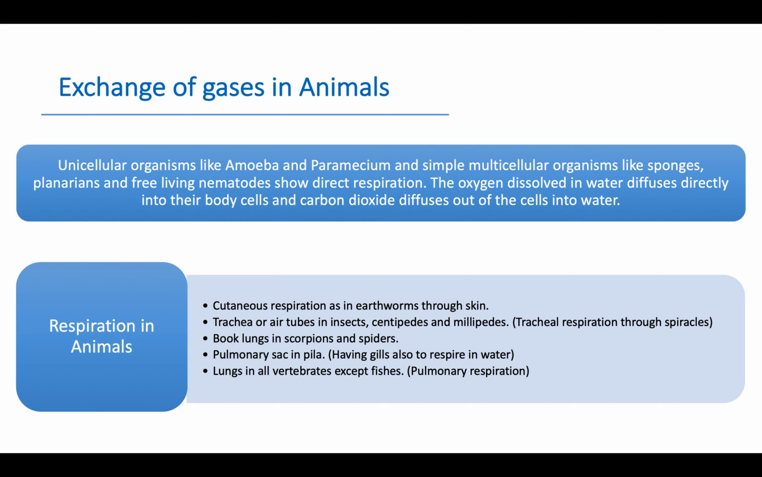Trachea or air tubes in insects, centipedes, and millipedes. This type of respiration is called tracheal respiration, which takes place through the spiracles. Book lungs in scorpions and spiders. Pulmonary sac in pila. Pila has two types of respiration. One is pulmonary respiration when it is in air, and it also has gills to respire in water.